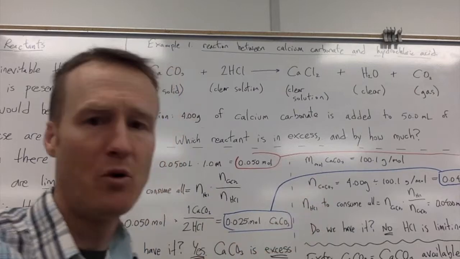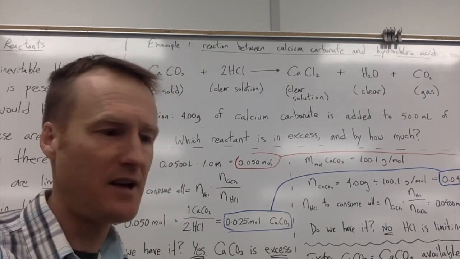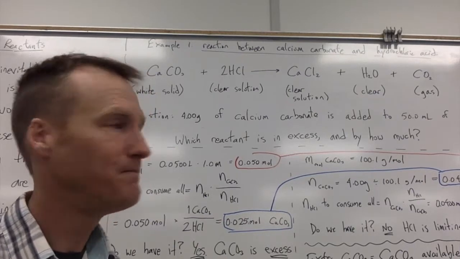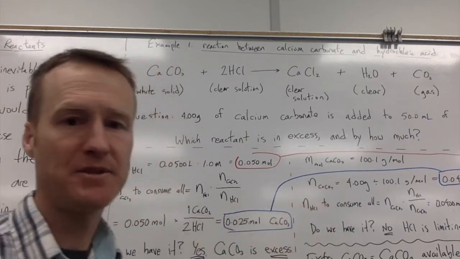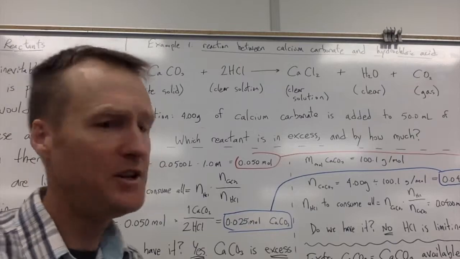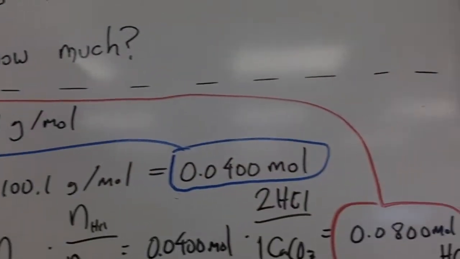How about the moles of calcium carbonate? Well, I go on the internet. Internet tells me that molar mass of calcium carbonate is 100.1 grams per mole. All right, well, how many moles is that? You take your mass of 4 grams and divide it by that 100.1 figure, and you get this right here.